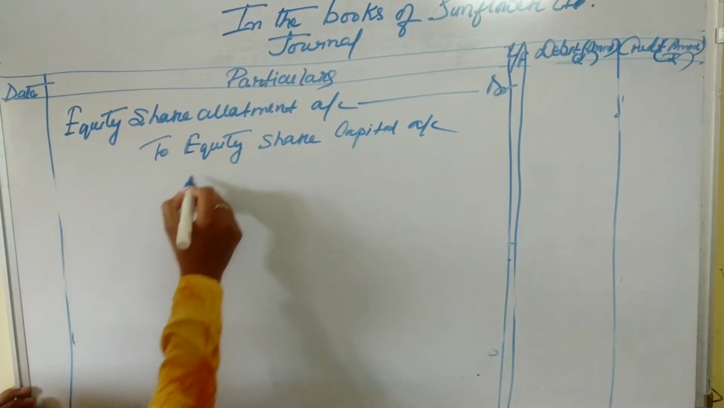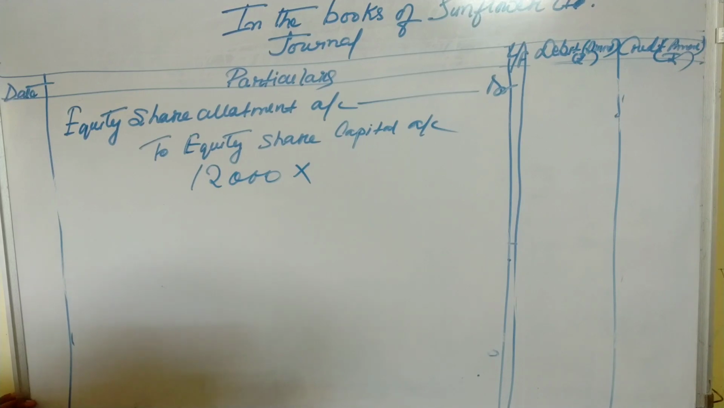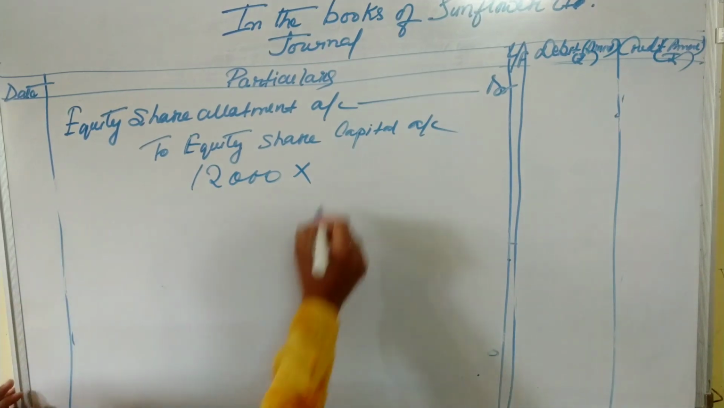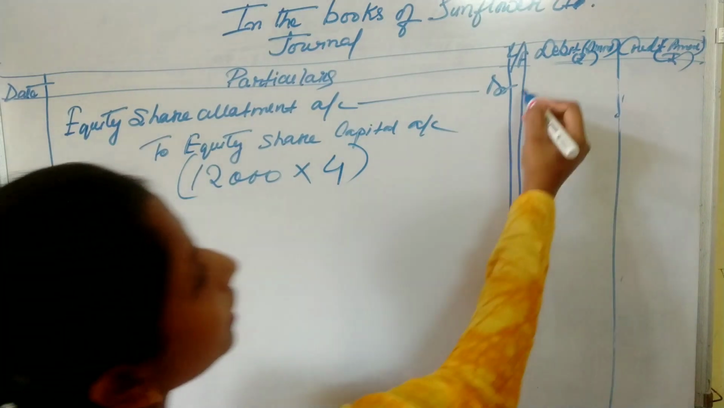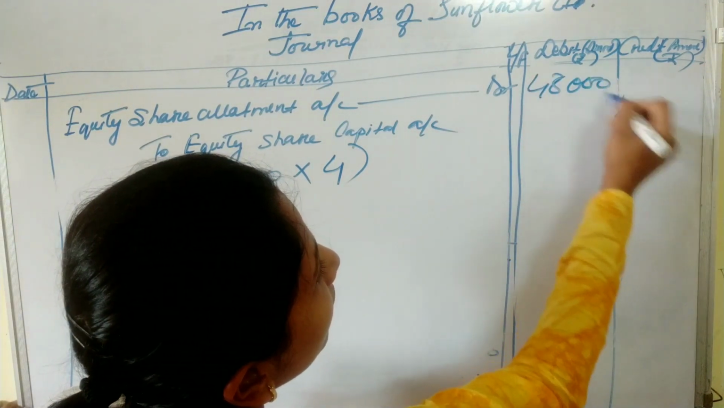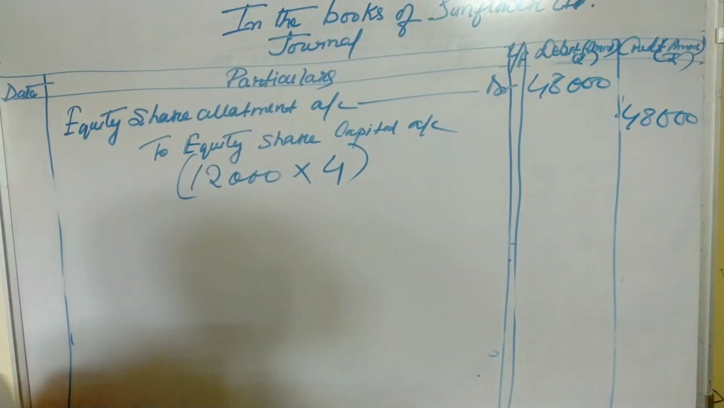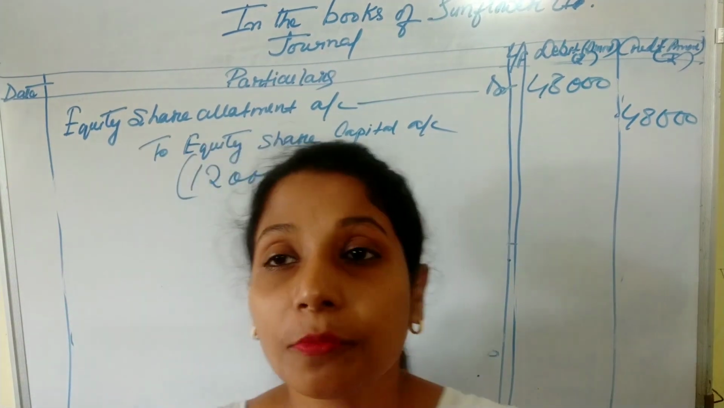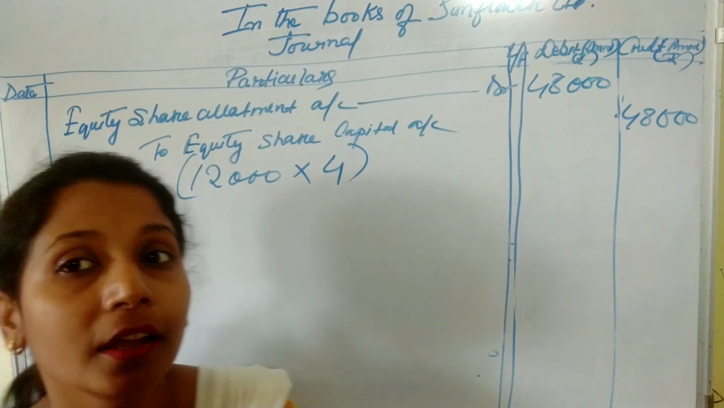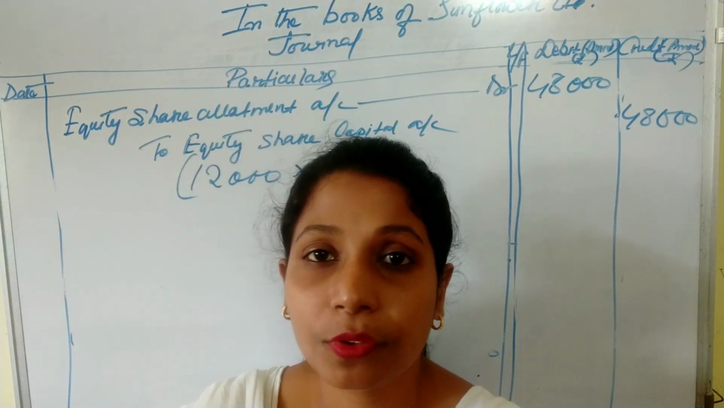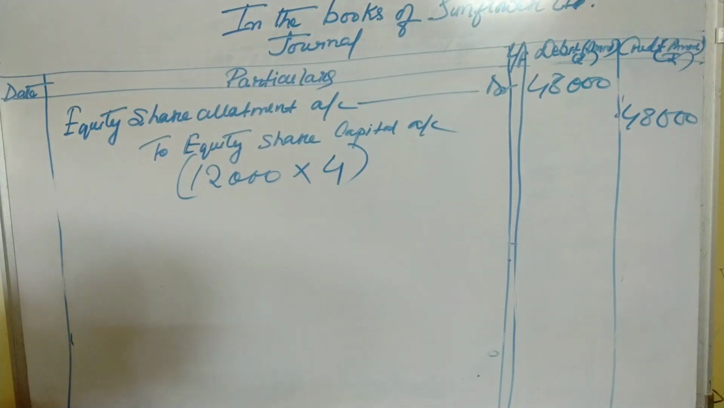Numbers of shares in our question is 12,000 and the money collected by the company on allotment rate is 4. 12,000 multiplied by 4 is 48,000. So this is the due entry for allotment, that is equity share allotment account debit to equity share capital account. Numbers of shares is 12,000 and the rate of allotment is 4. 12,000 multiplied by 4, that is 48,000. Now we will write the narration.